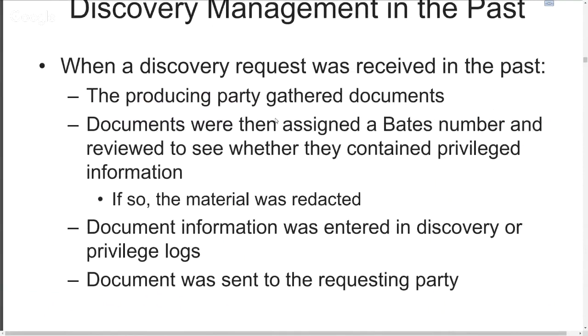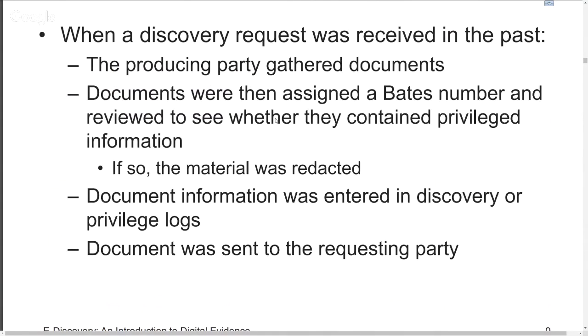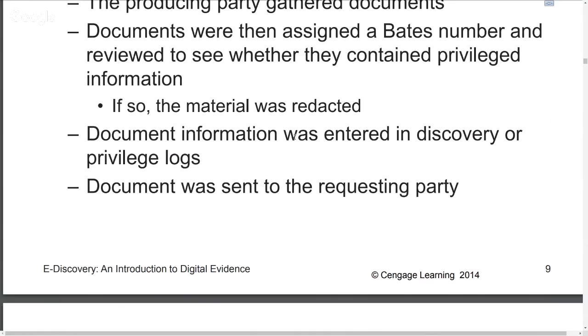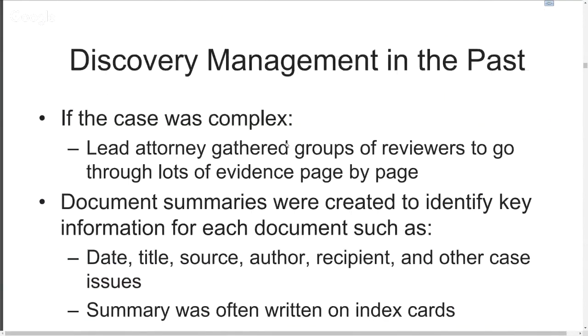E-discovery was received in the past by the producing party gathering documents. They were then assigned a Bates number and reviewed to see whether they contained privileged information. If so, that material was redacted. Stuff that's private to a company's well-being or financial responsibility to their stakeholders or shareholders. Document information was entered in discovery and privilege logs and was then sent to the requesting party.